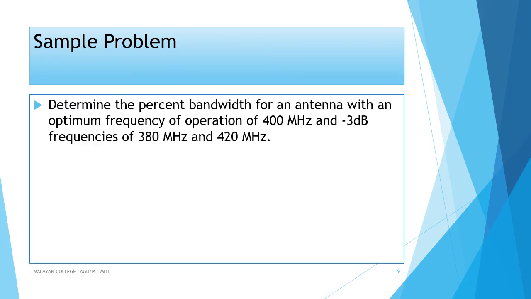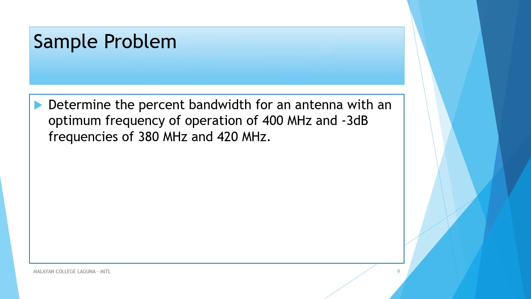For this last problem, determine the percent bandwidth for an antenna with an optimum frequency of operation of 400 MHz and a -3 decibel frequencies of 380 MHz and 420 MHz. So these -3 decibel frequencies are also the half power frequencies. So to get the bandwidth, we'll just have to subtract the two frequencies, so 420 mega minus 380 mega. That would give us an answer, and then that answer divided by the 400 megahertz will give us the percent bandwidth for this particular antenna.